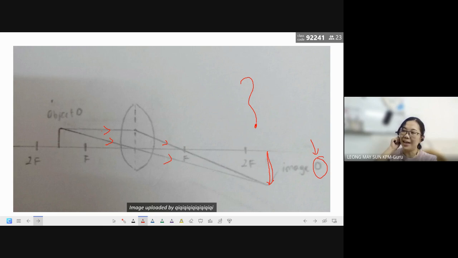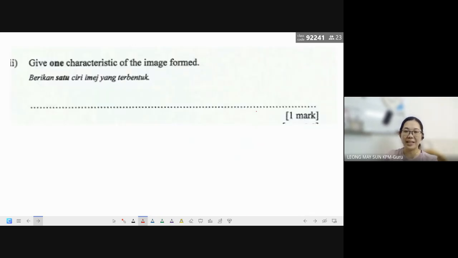No, it's the image. Alright, please make sure you watch back the video that I sent in the group. Alright, please kindly state one characteristic of the image form.